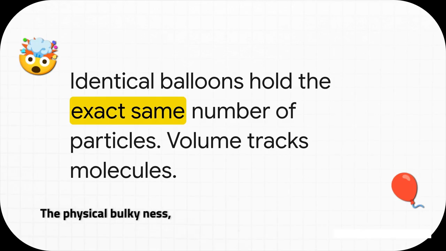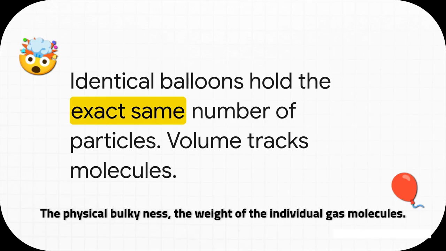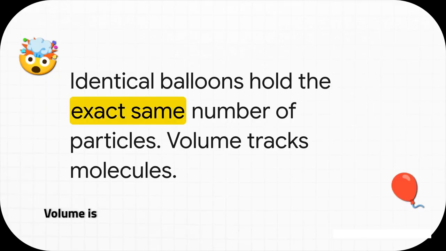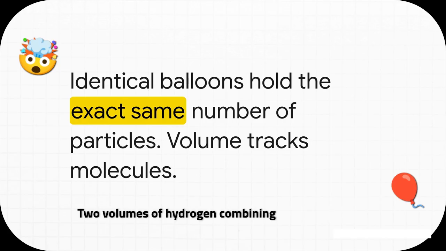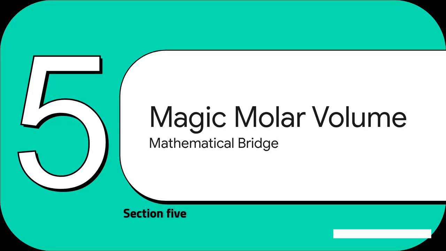The physical bulkiness, the weight of the individual gas molecules, none of that matters. Volume is directly proportional to the sheer quantity of molecules. And suddenly, this finally explained Gay-Lussac's mysterious gas ratios. 2 volumes of hydrogen combining with 1 volume of oxygen meant precisely 2 molecules of hydrogen reacting with 1 molecule of oxygen.